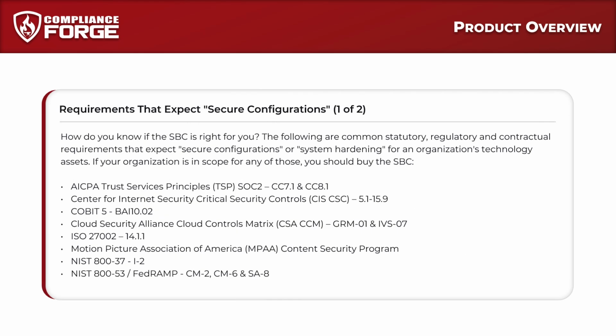How do you know if the SBC is right for you? Secure configurations and system hardening are common statutory, regulatory, and contractual expectations. They appear in SOC 2, the CIS Critical Security Controls, COBIT 5, the Cloud Security Alliance Cloud Controls Matrix, ISO 27002, the Motion Picture Association's Content Security Program, NIST 837, and NIST 853 with FedRAMP's Configuration Management Controls.